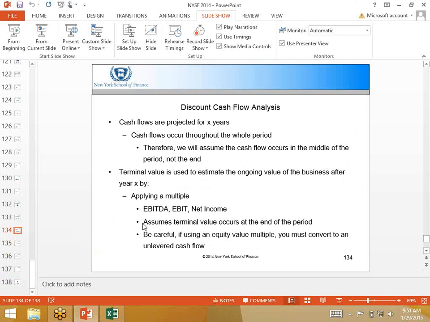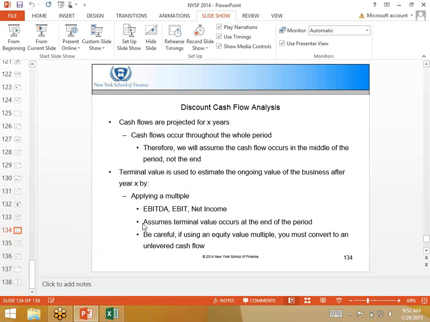So where do we get that multiple? We'll use comps. We'll look at precedent transactions. We'll use the other methods of valuation. As a conservative method, you can also look at the current multiple of Walmart and assume that that multiple won't change. We'll look at various methods. But the idea is you apply that multiple times the final projected year's EBITDA. That'll give you a value of the business.